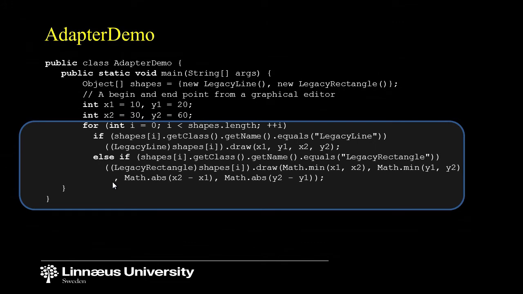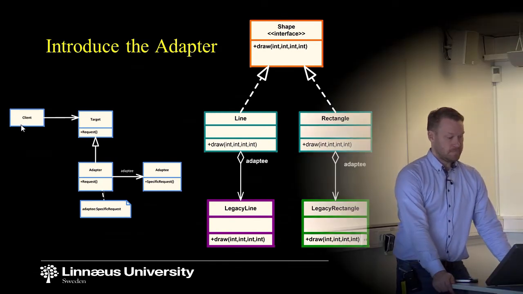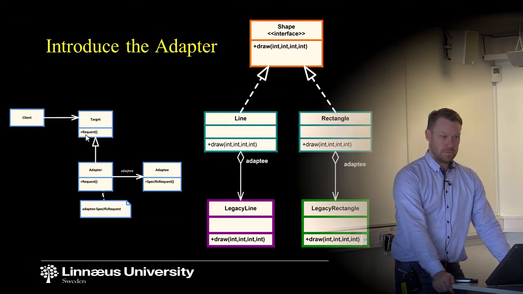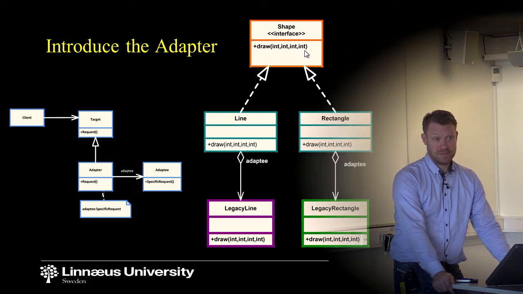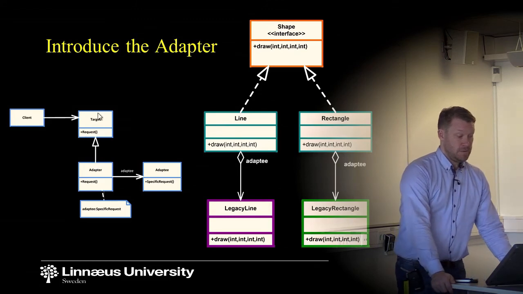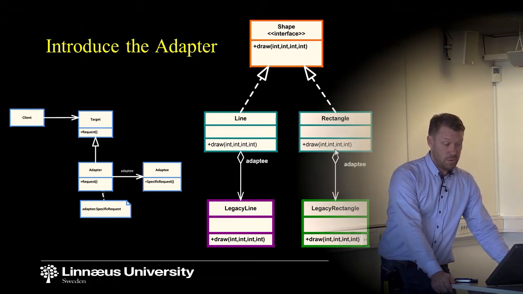So now we introduce the adapter. And what is the adapter for this example? Well, on the left-hand side here, we have the client that will request something. And the request is actually draw. And what you can see here is that we now have two coordinate pairs. So that's the design decision we made. And then we specialize. So we have two concrete adapters. One adapter class for the line and one adapter class for the rectangle. And these will make use of the legacy line and the legacy rectangle. And you can see that here we will have references for that association, okay?